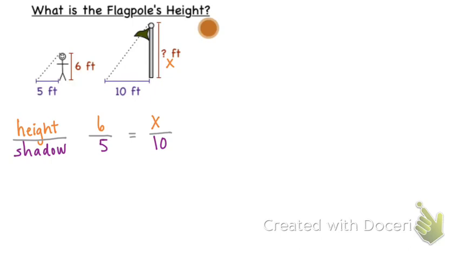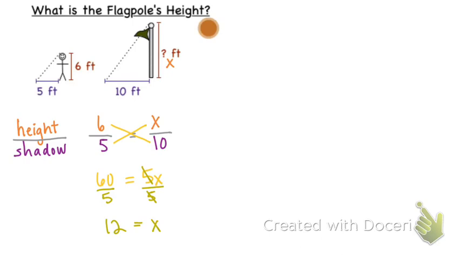So when you cross multiply, you just multiply diagonally. 6 times 10 is 60. 5 times x is 5x. Now this is an equation that you can solve by just dividing by 5. You divide by 5 on both sides, and you see that x equals 12. So the flagpole is 12 feet tall.